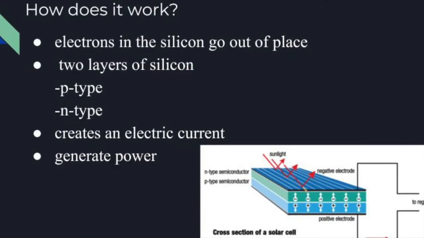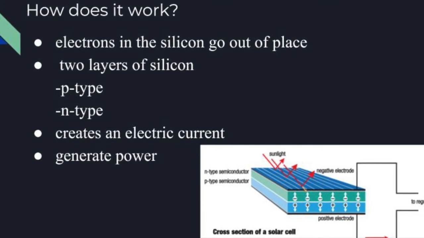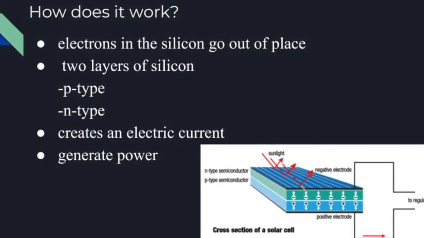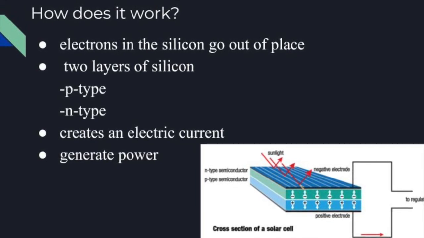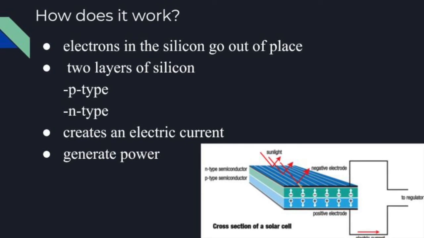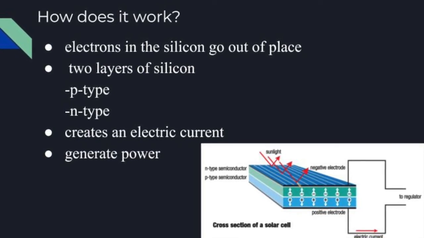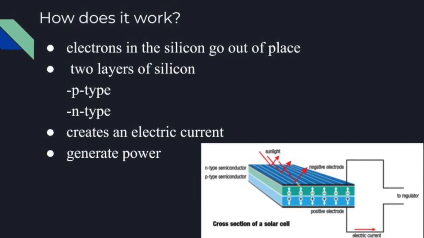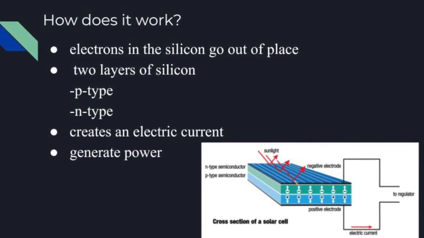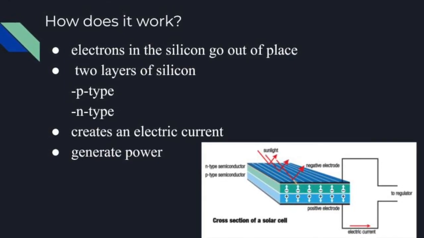Once the photon hits the cell, it makes the electrons in the silicon go out of place. The loose electrons then go through the two layers of silicon. First, the N-type, then the P-type. In the P-type layer, the photon releases energy to electrons. Then they use the energy to jump back to the N-type layer to exit into the circuit. In this electric field, the electrons begin to flow, thus creating an electric current.